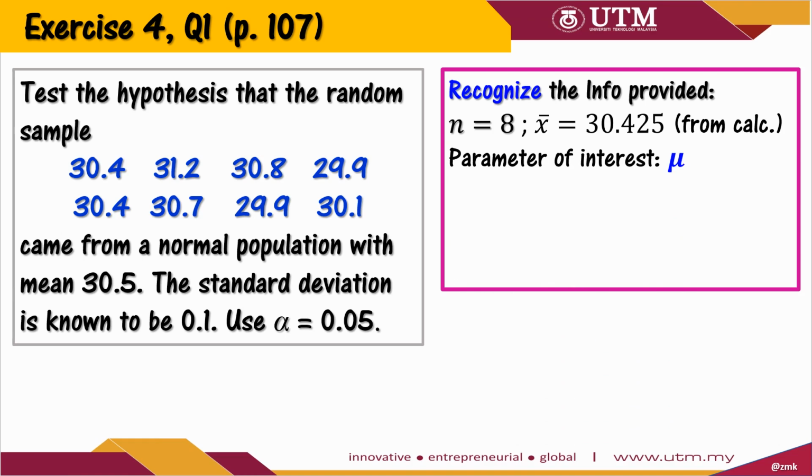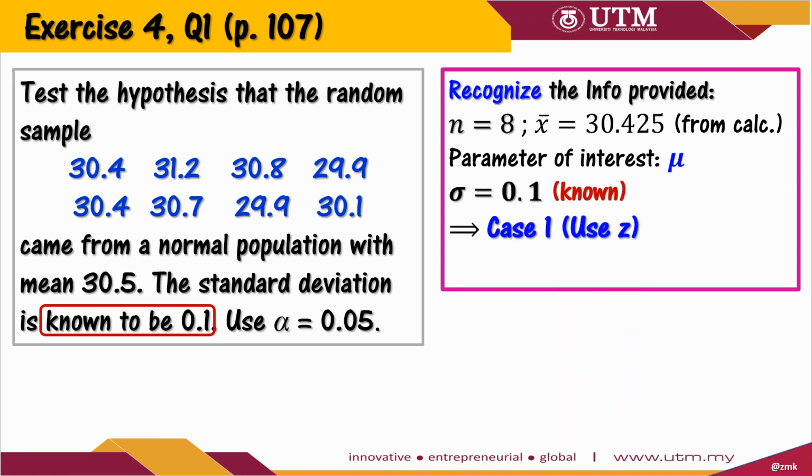When we know we have to test mu, then remember we have 3 cases. Identify which of the 3 cases should we use. Since sigma is known to be 0.1, we have case 1, that is to use a z-test. Therefore, we can proceed with the test at alpha level of significance, which is 0.05.